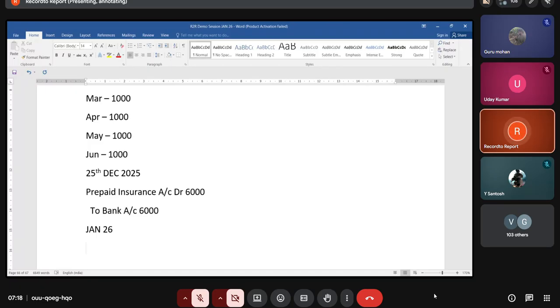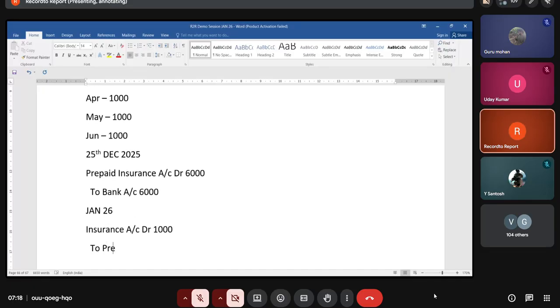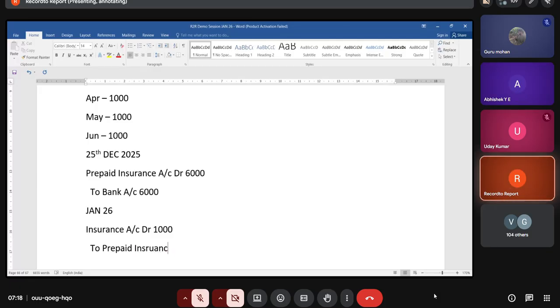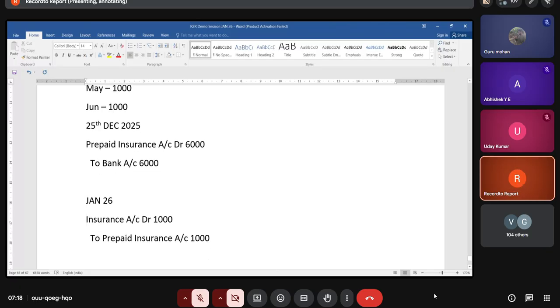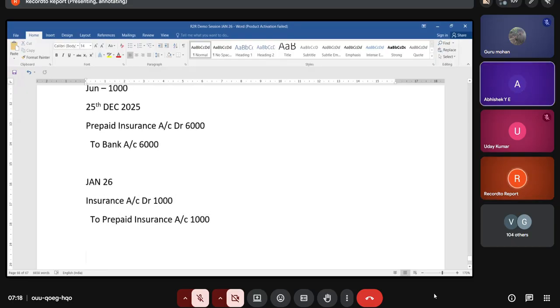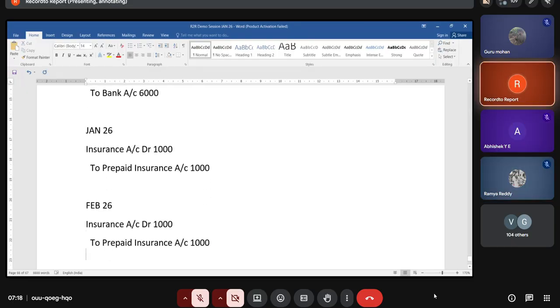So we debited prepaid while making the advance payment. Every month, starting January 2026, we need to recognize the expense. The journal entry will be insurance account debit to prepaid insurance account. So what entry is to be recorded in the month of February? Same, because there are no changes.